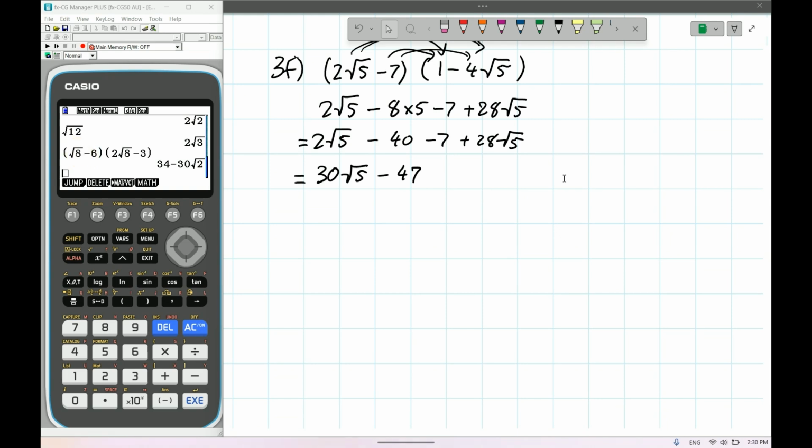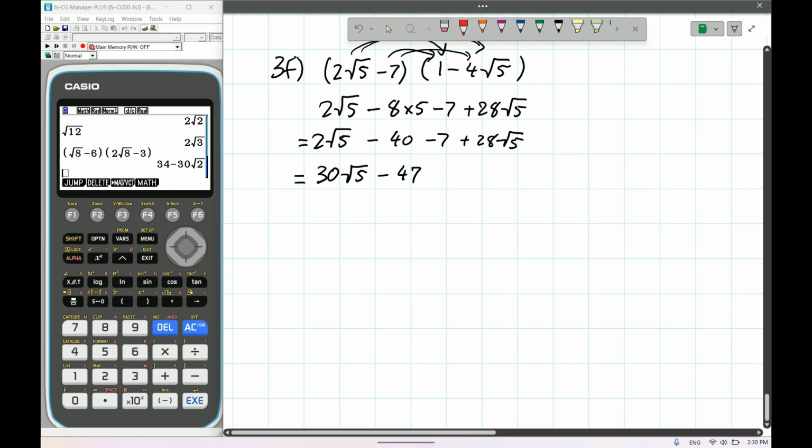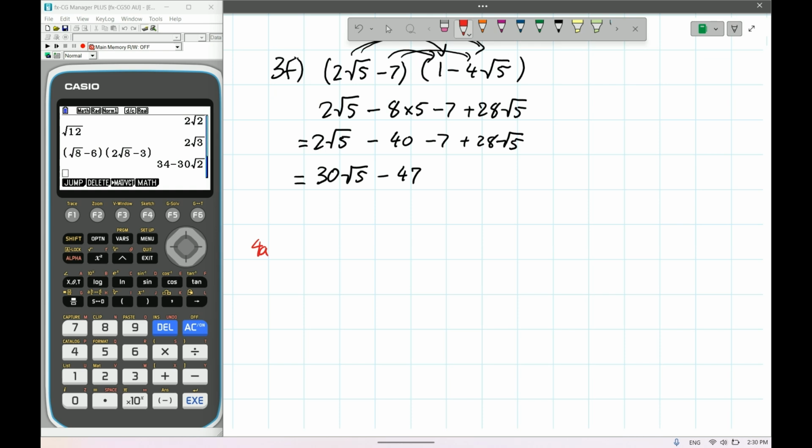Okay. So now I'm just going to go through question 4. 4A. And the question reads, simplify in brackets 3 plus root 2 squared. So 3 plus root 2 squared. Well, this is the same as saying 3 plus root 2 by 3 plus root 2. And now it's very kind of similar to the question above.